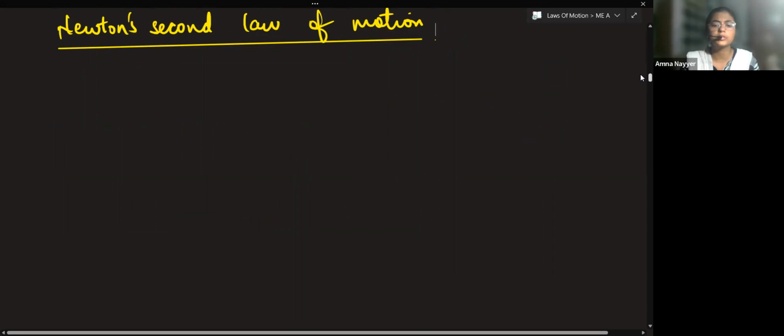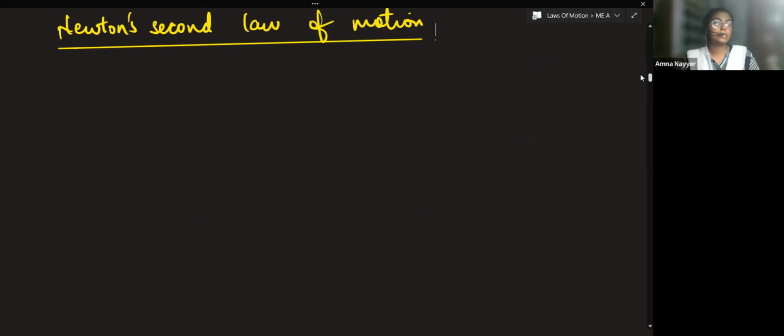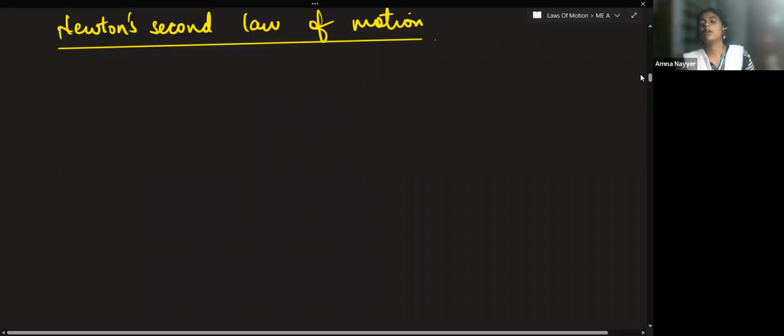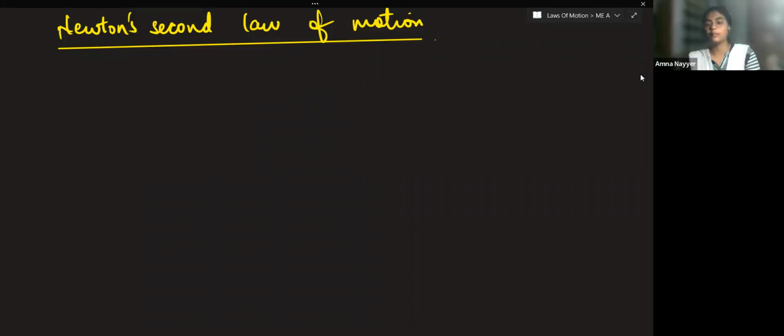Newton's second law of motion. Before we start with Newton's laws of motion, first tell me, is momentum clear or not? Yes or no? Yes. Yes. Okay. What about you both, Abdullah and Fatima? Yeah? No. Abdullah?